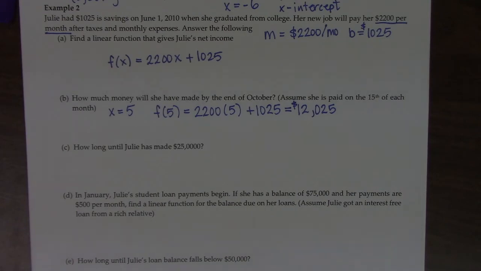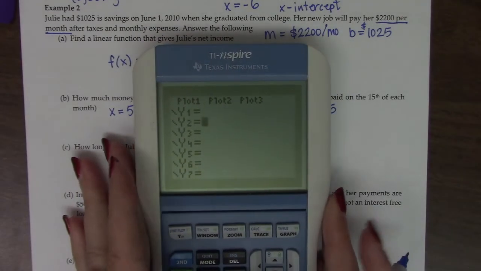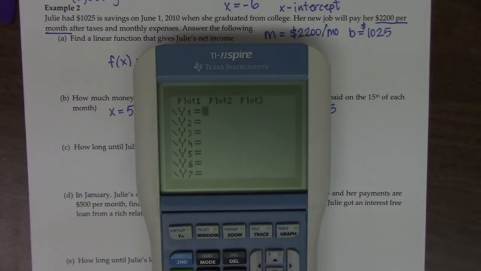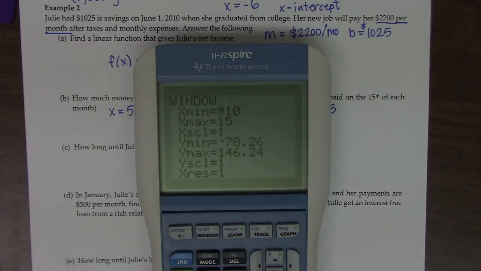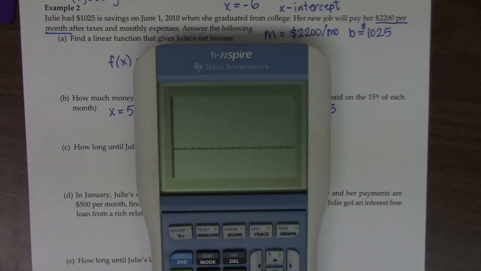The first thing I'm going to do is go into my y equals, and enter the equation into y1. So I'm going to say 2200x plus 1025. And I want to know when she has $25,000, so I'm going to set y2 equal to 25,000. Then I'm going to go to my window and adjust my x scale. We don't want any negative x's here, so I'm just going to start the minimum x at 0. And let's go out 18 months, say a year and a half, and see if that works for us. And then I'm going to graph it.